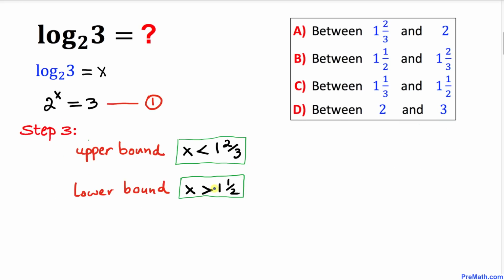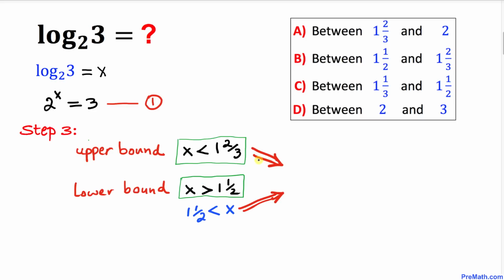And here's our final step. Let's focus on our lower bound. x is greater than 1.5. If I switch this inequality the other way around, this could be written as 1.5 is less than x. So both are the same. There's no difference whatsoever.